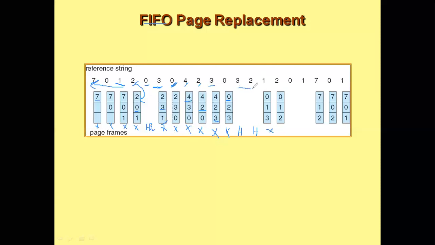And remember, do not consider the hit pages for replacement here. That means you should not be checking with this. You should be checking from 0 here. So which one should you replace for 1? 0 came recently, then 3 came, and then it was 2. 2 was the first one. So this 2 is replaced with 1.